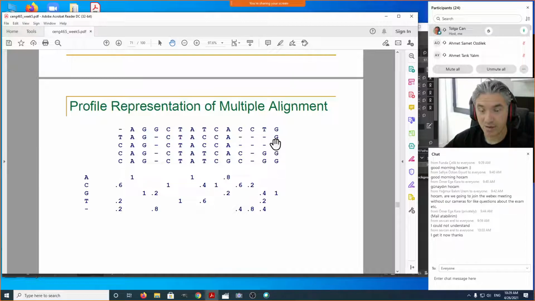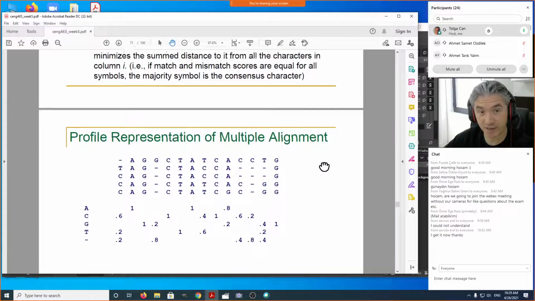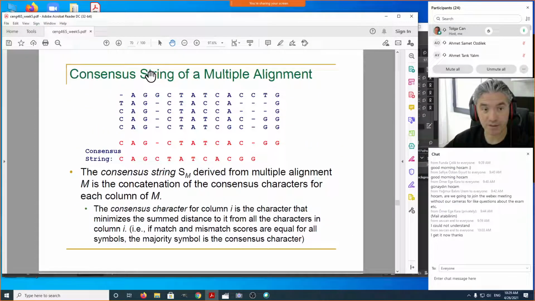There is another way to represent this entire alignment as a single sequence, which is the consensus sequence. For example, I can say that the consensus sequence of these 5 sequences is CAG, CTA, TCA, CGG. Why? At each column, I pick the majority nucleotide that is occurring there, if there is such a majority. If not, for example if there are ties, we don't have that in this case, but we could, we just break ties randomly.